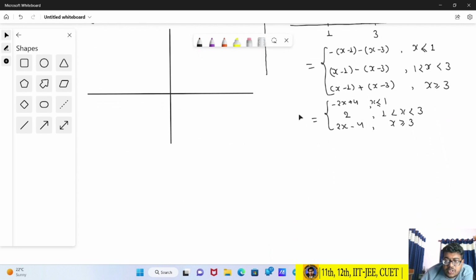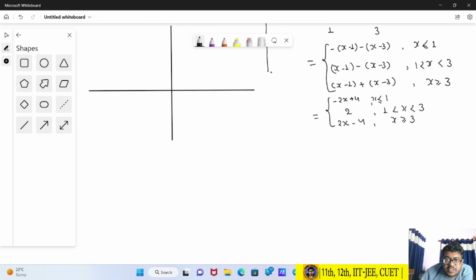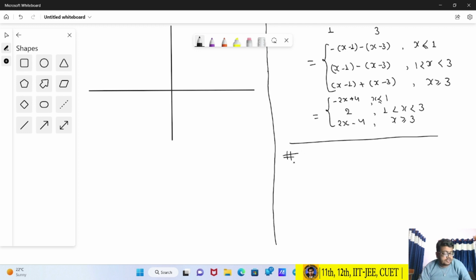Now this is the method of defining a function. We take one more example and see how to define the function directly.